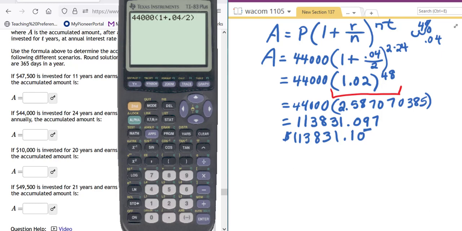If I did not work out that 2 times 24, I would have to do that on the calculator. So I'm going to raise it to a power. I would have to put that math in parentheses: 2 times 24, close. If I hit enter now, I should get the right answer. 113831.097, which is what we had, and we rounded up.